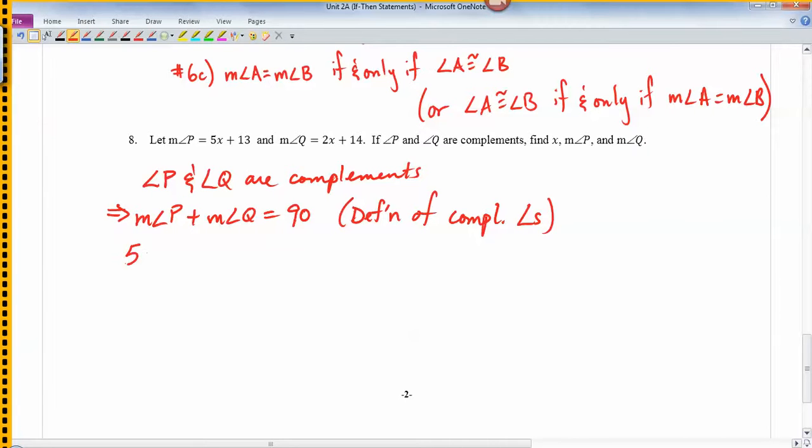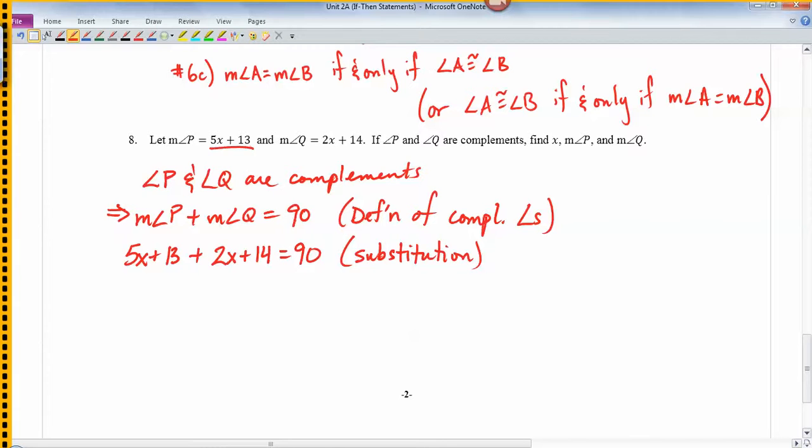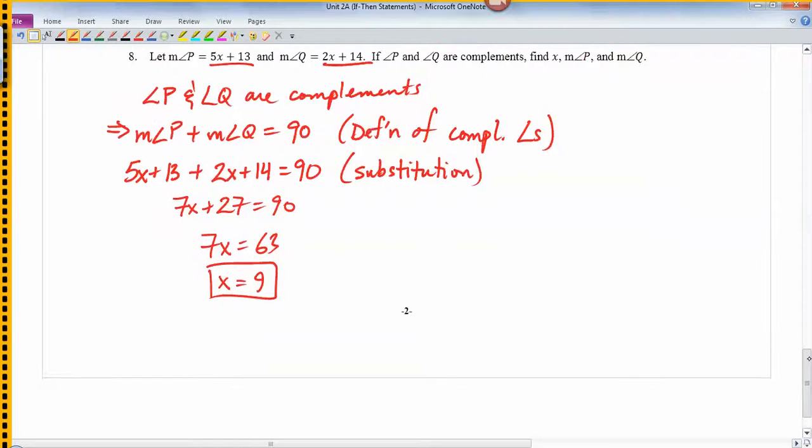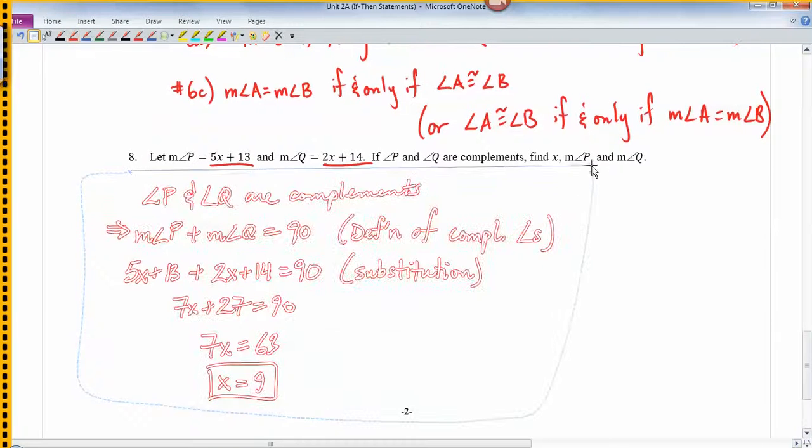Well, P is 5x plus 13, and Q is 2x plus 14. And those put together equals 90. By the way, what we're doing here is substituting. I'm taking what I know angle P is and what I know angle Q is and plugging them in for the P and the Q. So if I simplify this, that's going to be 7x plus 27 equals 90. So 7x is going to be 90 minus 27, what is that, 63? Let me just make sure, yeah, 63. And then if I divide by 7, x is going to end up being 9. So there's x. Are there blanks for this one? No, no blanks. Okay, let me shrink this down so it fits a little bit better.